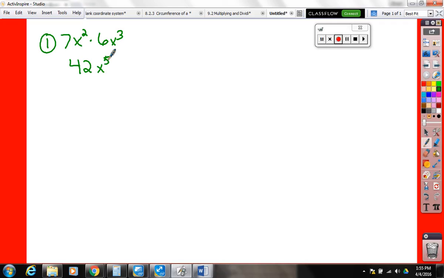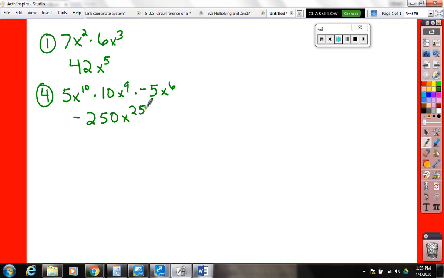Okay, next one we're going to do together is number 4. 5x to the 10th times 10x to the 9th times negative 5x to the 6th. Who wants to do this one? Negative 250 x to the 25th power. Good. So we're just multiplying all the coefficients. It's good that you picked up on the negative, and then adding all of the exponents.